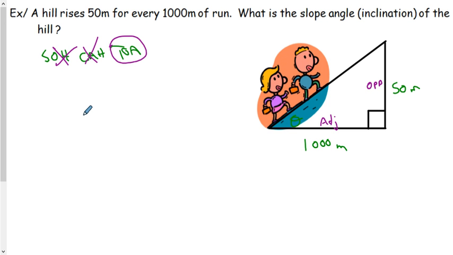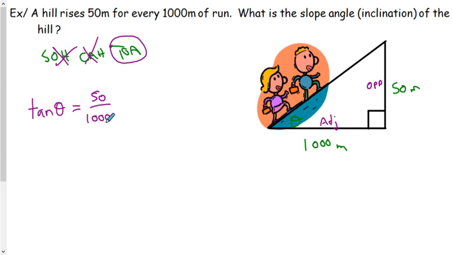So let's do the math here. I'm going to say I'm going to use a tangent ratio. Tangent of some angle I haven't figured out yet is the opposite side over the adjacent side. The opposite side is 50. The adjacent side is 1,000.